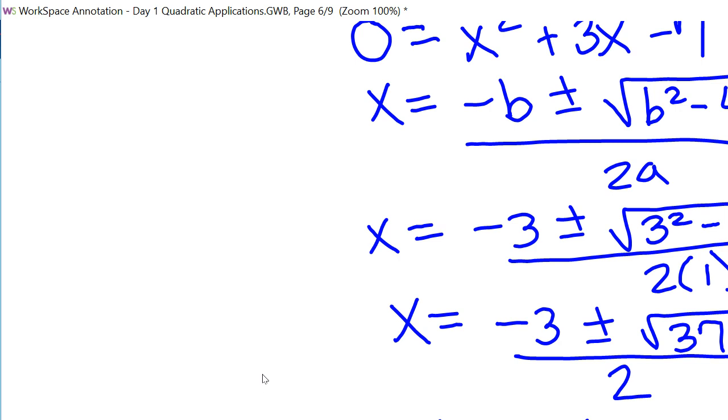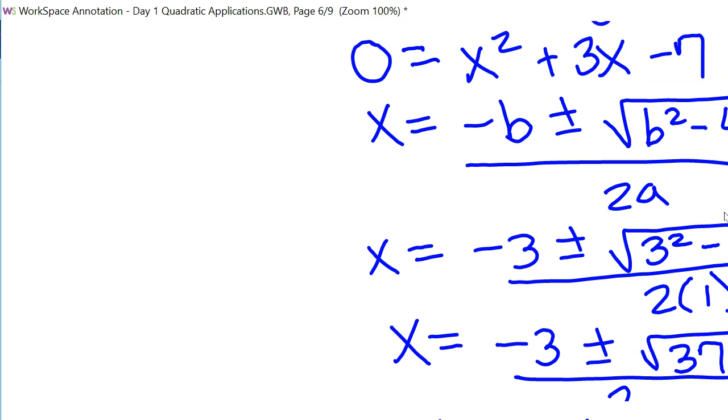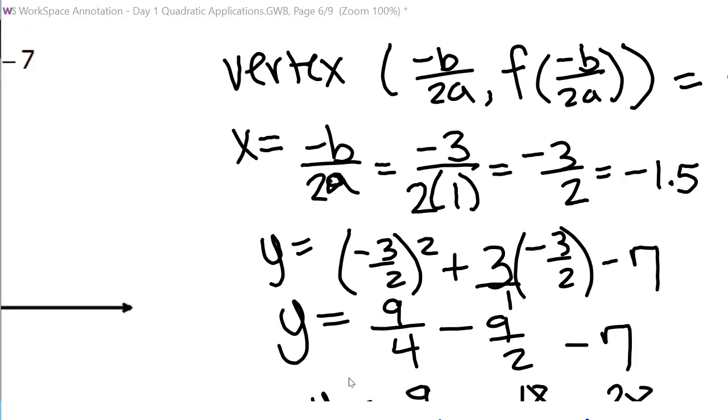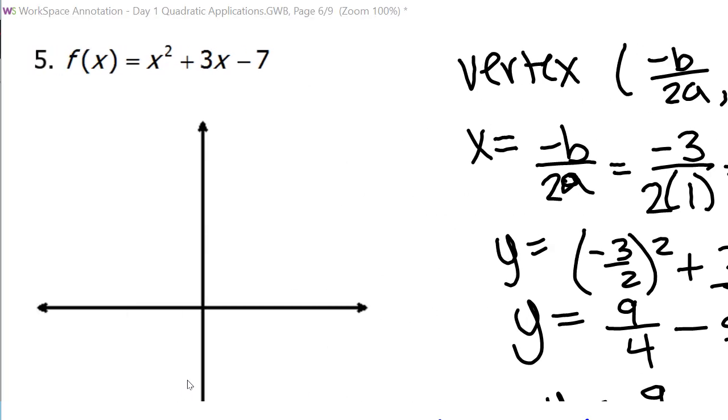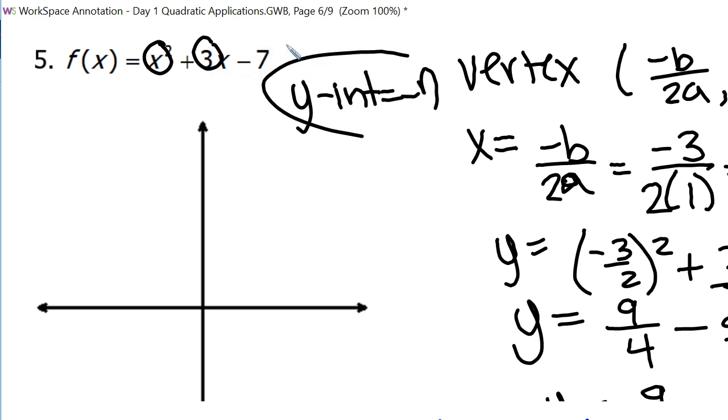And one more thing I need to find is the y-intercept. If I want the y-intercept, what do I put for x? So if I put a 0 here and a 0 here, what would be our y-intercept? Negative 7. Okay, using all of that information, now we need to figure out how to scale our graph. Well, our x-intercepts went from what to what? Negative 4.5 to 1.5.